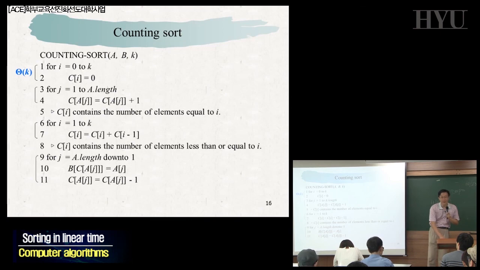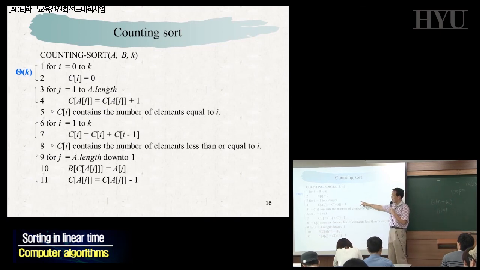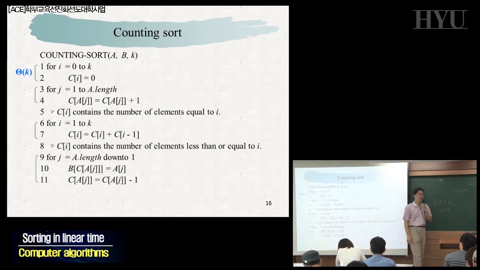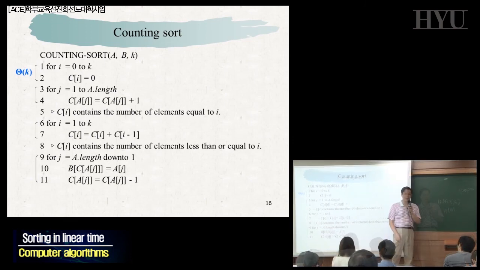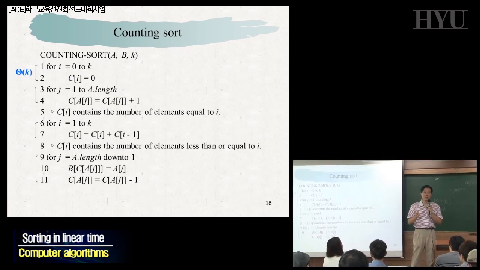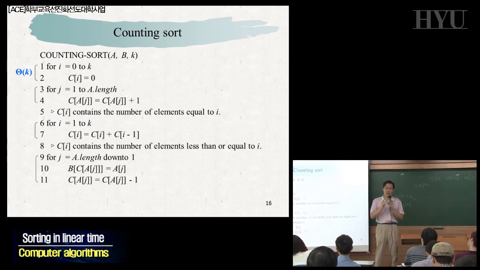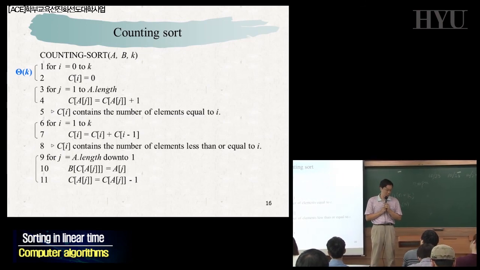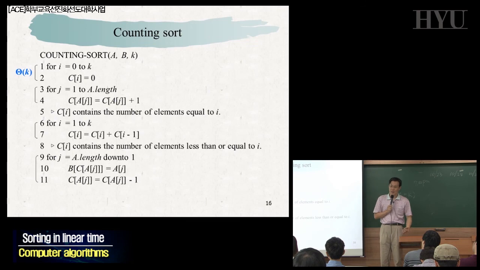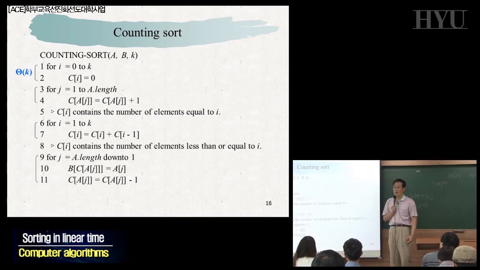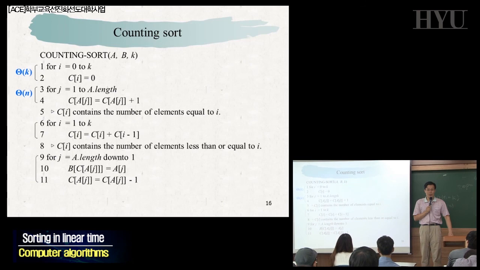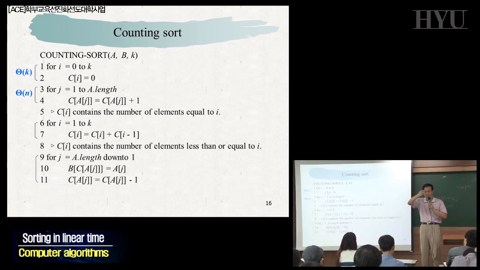And then, what's the meaning of the next 2 lines? Lines 3 and 4. So lines 3 and 4 is just the counting step. And what's the running time of the counting step? N. Why N? Because the number of elements is n. Yes, it's theta of n because of the scanning of the input array from left to right.